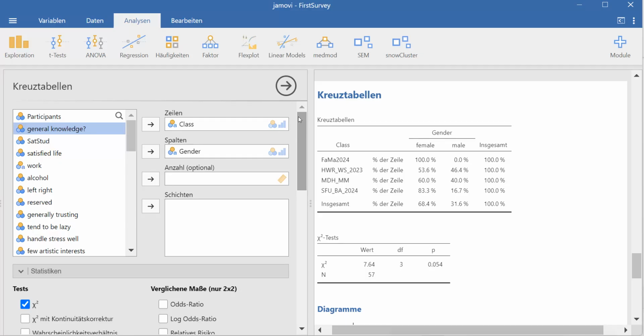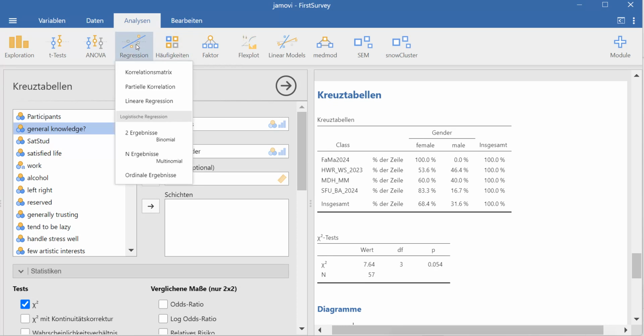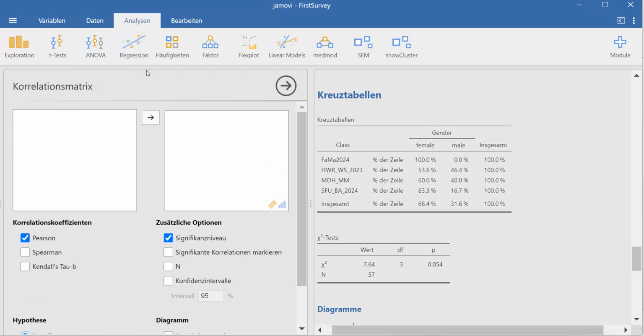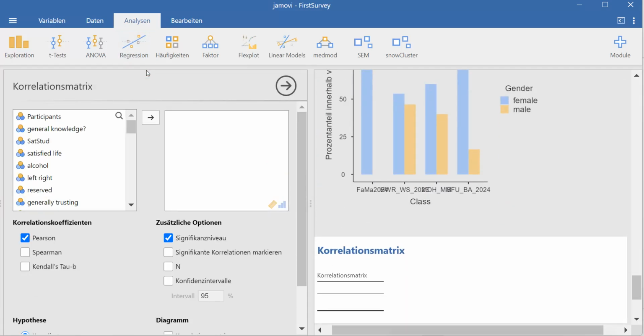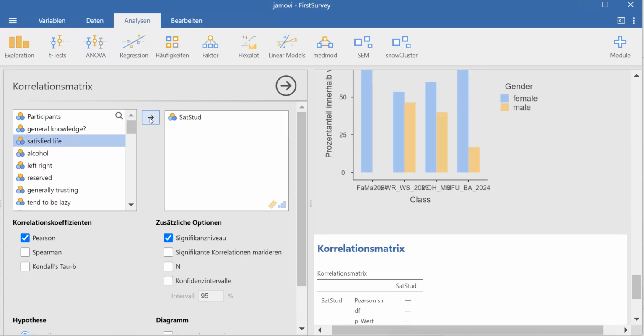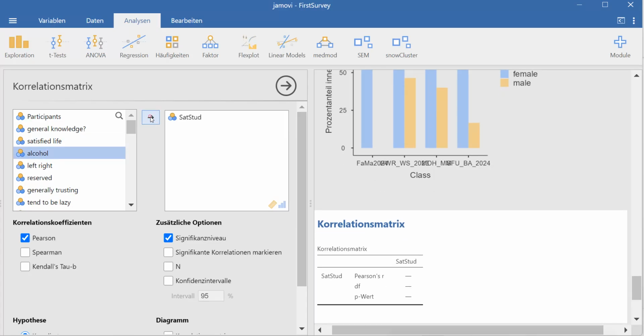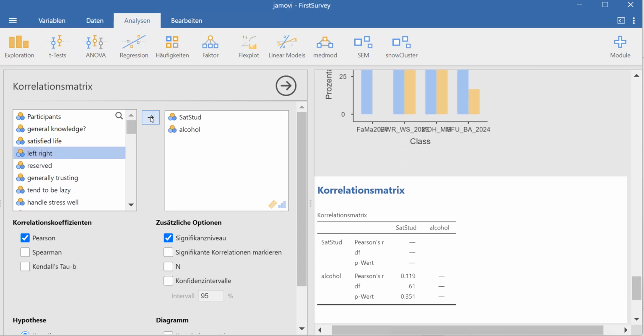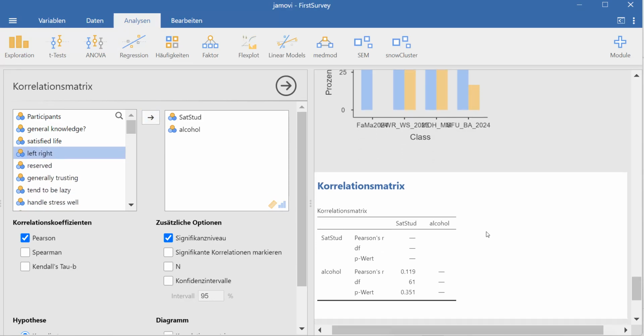Our research hypothesis would be there is a relationship. You find the correlation analysis here under regression, because there are some relationships to regression. And here, correlation matrix. So let's click on correlation matrix. Now all you have to do is put the two variables that you want to evaluate, study satisfaction and alcohol, into this field, and then automatically everything is done.